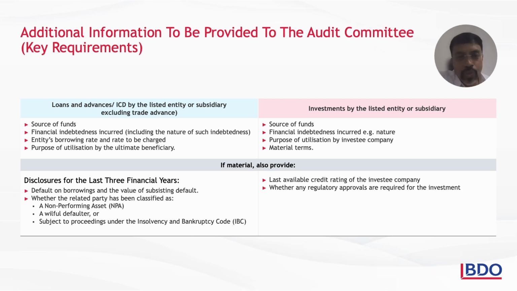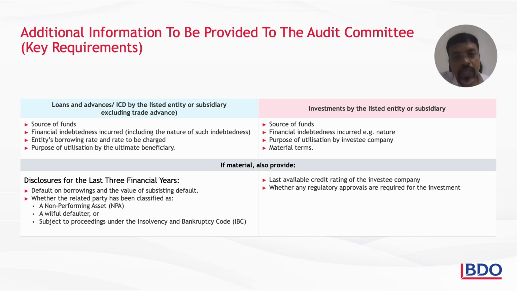Now, coming to the second category under Part B, which deals with the loans and advances and ICDs, what is the source of funds? And then whether a financial indebtedness has been incurred by the listed entity. In such a case, what is the nature of such indebtedness? Then what is the entity's borrowing rate to be charged to the related party, and then the purpose of utilization by the ultimate beneficiary, that should be brought up.